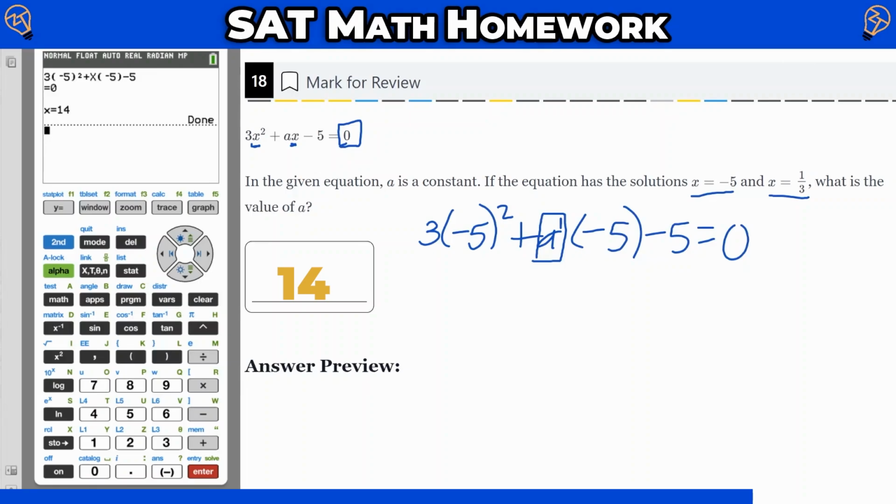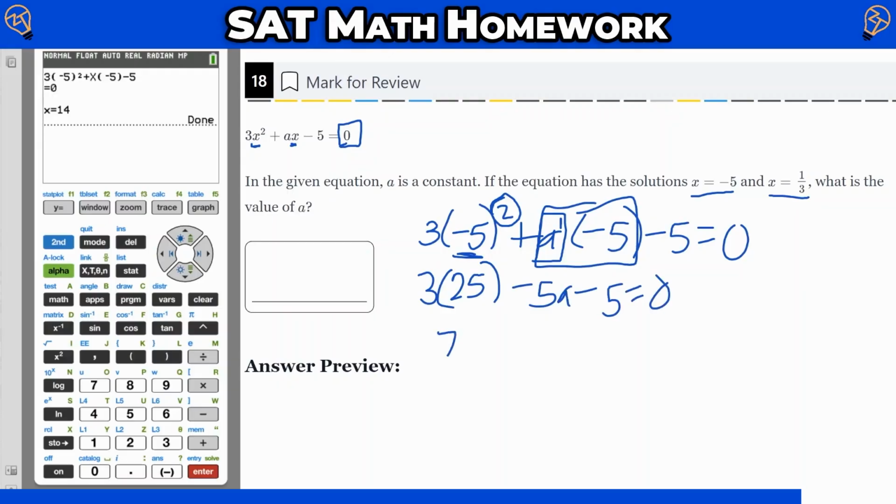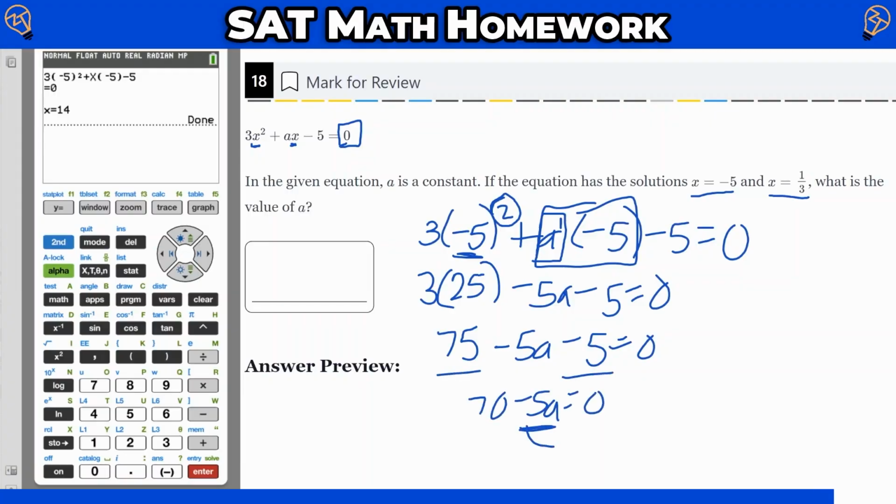And then finally, if I were to simplify this by hand, I'm going to do order of operations. So I'm going to go ahead and do exponents here, which gives me 25. I have 3 times that. When I multiply these, I get -5a. I'll rewrite everything else. I get 75 minus 5a minus 5. I'll combine like terms to get 70. And then since I have one unknown here, I'm going to go ahead and move that to the other side. And then finally do my division.